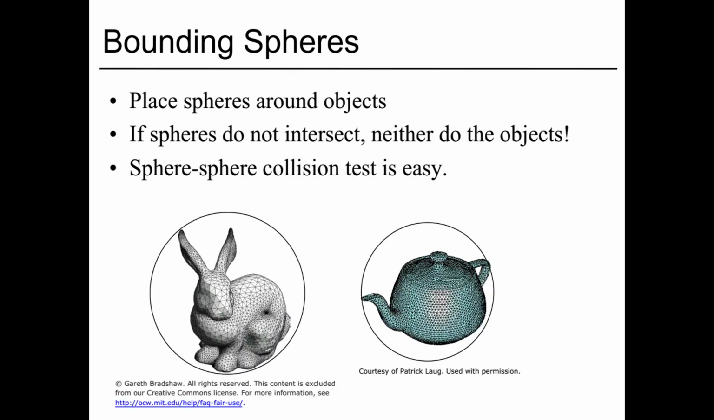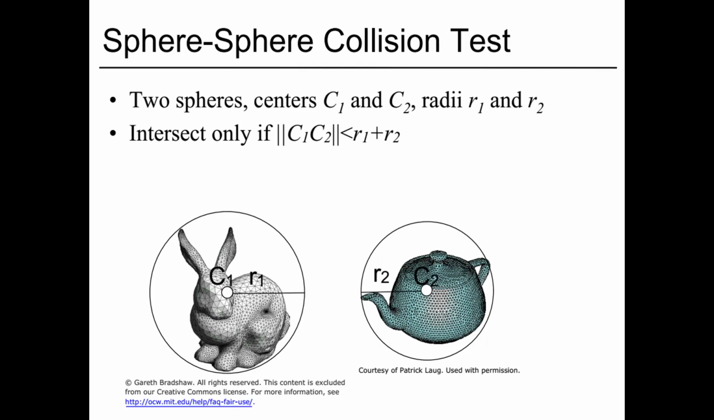How can we do that? Suppose we have two spheres with centers C1 and C2 and radii R1 and R2 respectively. We can easily check that they are intersecting if the distance between the centers is less than the sum of the radii. That is, the distance between the centers, denoted as the magnitude of C1C2, is less than the sum of R1 plus R2.